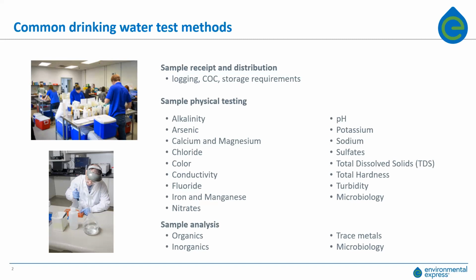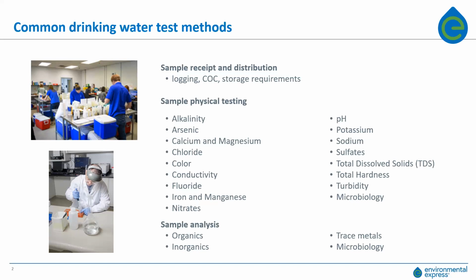So sample collection sometimes gets overlooked, but is a critical part of water quality testing. Chain of custody and storage requirements are key. Storage at a specific pH and temperature in a contaminant-free plastic bottle, for example, are key requirements to many of the tests. As far as physical testing, there's a lot of different accepted methods.